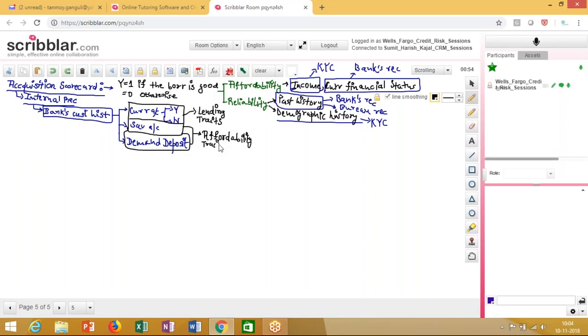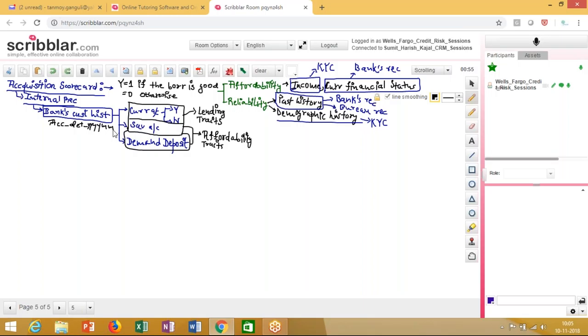Now, if you have a look into this, these are all the bank's customer history. This is the history that is available with the bank itself, right? So the borrower's current account, savings account, and demand deposit are extracted from the bank's customer history. So let's say I call it account details. So this is one file, something like ACC underscore date underscore YYYY.